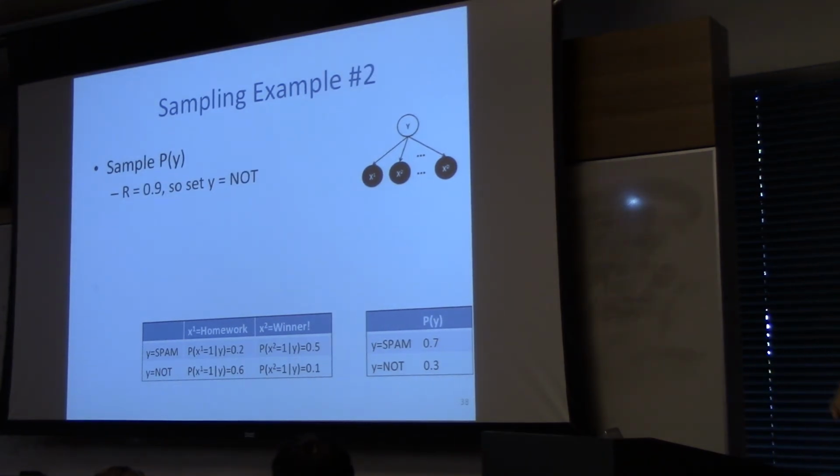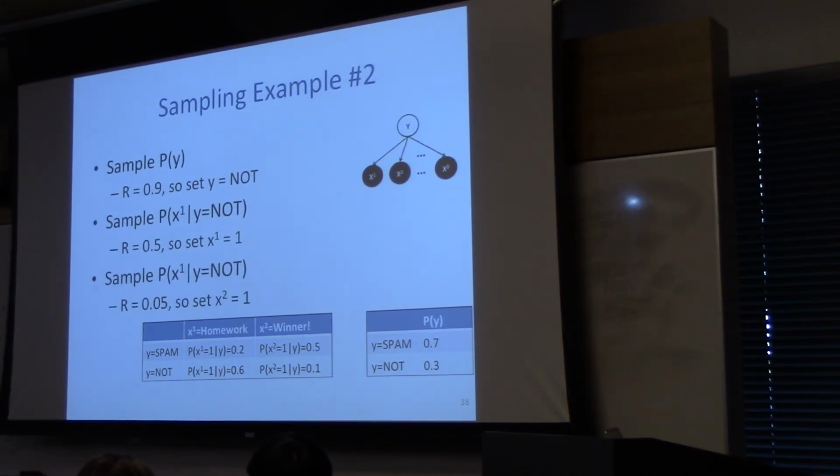Let's draw another sample from this distribution. We draw a random variable for sampling p of y. Random variable 0.9, so we say y equals not spam. Conditioned on that sampled y, we sample the first feature. We draw a random variable, 0.5. Since y is not spam, it's less than 0.6, so we set it to 1. For the second variable, conditioned on y equals not spam, we draw a random variable uniformly at random. It's a small value, less than 0.1, so we set the second feature to 1.